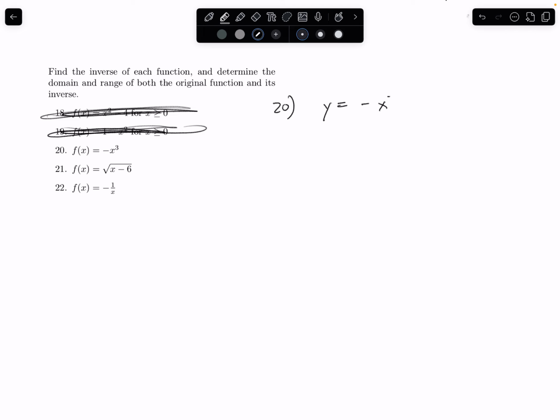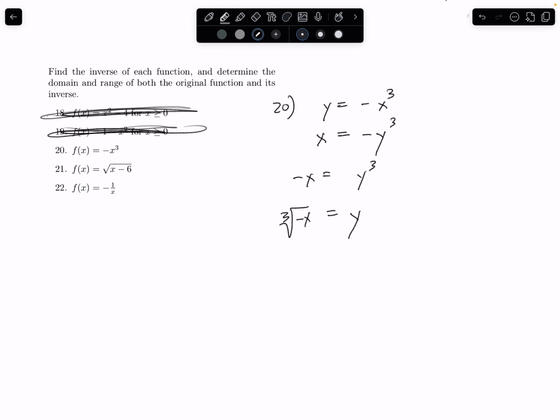So y is equal to negative x cubed, first thing. Oop, I have an extra cube there. Negative x cubed. Second step, swap x and y, and then solve for y. So first thing, divide by that -1. So I get negative x equal to y cubed. Now I take a cube root. y is the cube root of negative x.